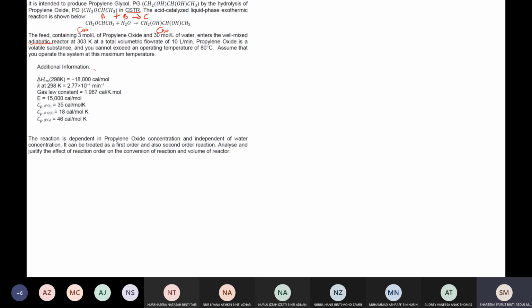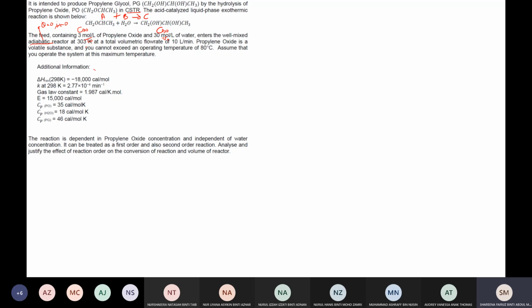Whereby if adiabatic, Q is 0, and we can also assume the shaft work is 0. The reactor is at 303 K with a total volumetric flow rate of 10 liter per min. So this is the given value of V0 and this is T0.